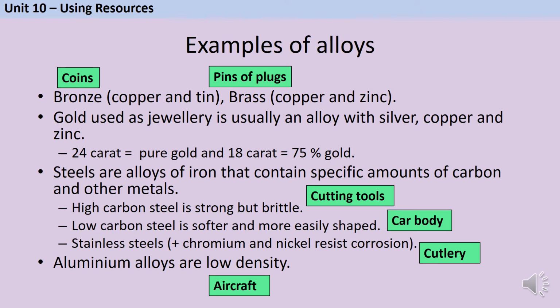The second alloy is brass, which is what we use to make the pins of electrical plugs. And brass contains a lot of copper and a small amount of zinc, which makes it harder. So this means that whenever you're putting a plug in the wall, you're not having to worry about bending the pins.